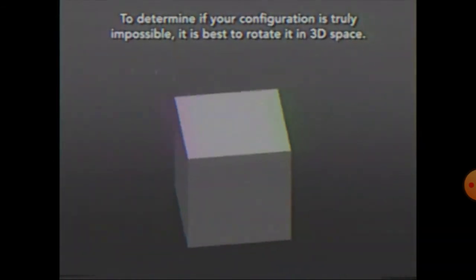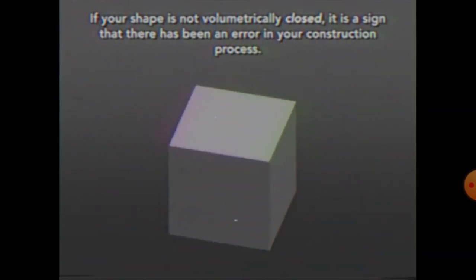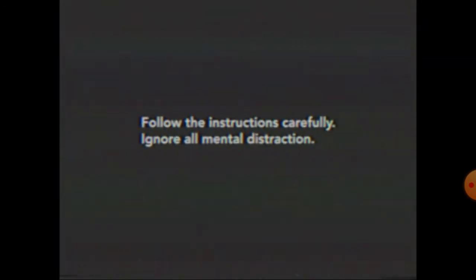To determine if your configuration is truly impossible, it is best to rotate it in the 3D space. If your shape has not voluntarily been closed, it is a sign that there has been an error in your construction process. Follow the instructions carefully. Ignore all mental distraction.